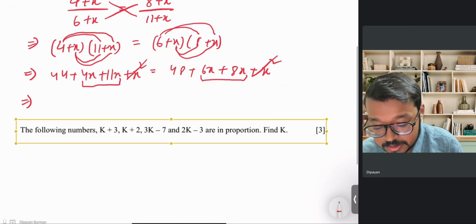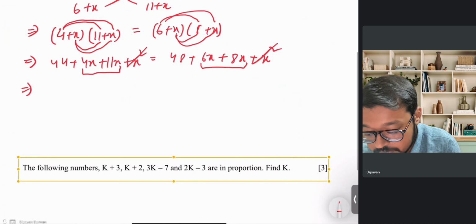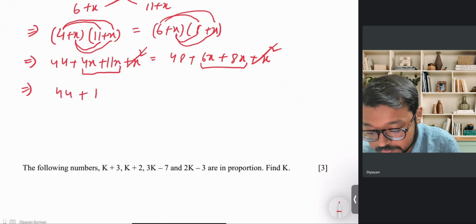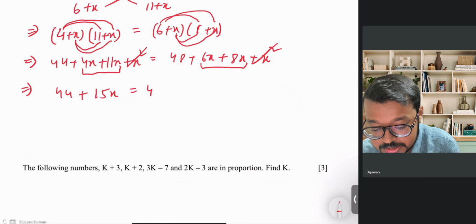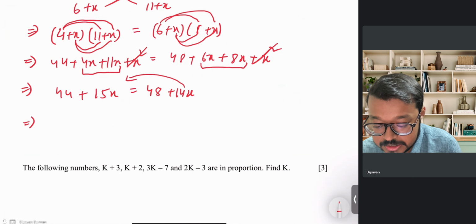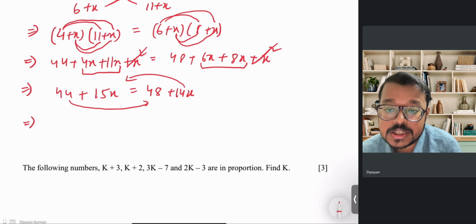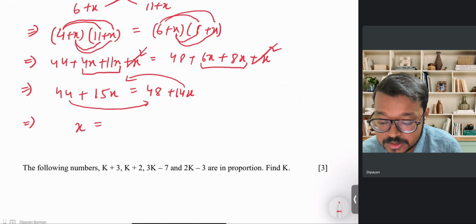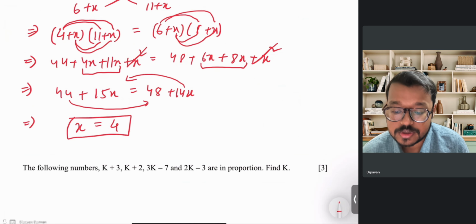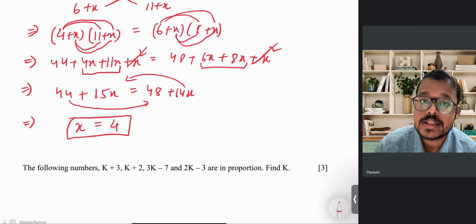Let's move them to the other side. So we will have 44 plus 15x equals 48 plus 14x. Let's move the 14x to the left and the 44 to the right. So we will get 15x minus 14x, that is x, equal to 48 minus 44, that is equal to 4. So the number to be added is 4. You can write that as the final statement, that the number to be added is 4.